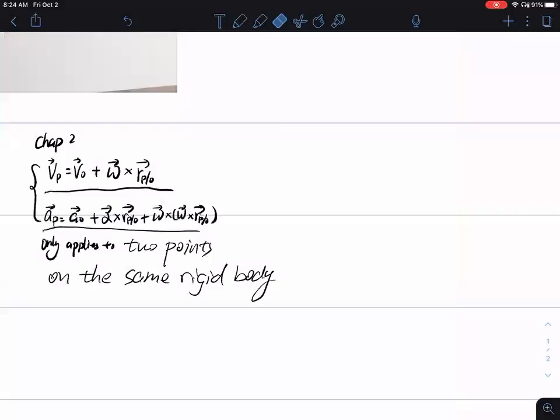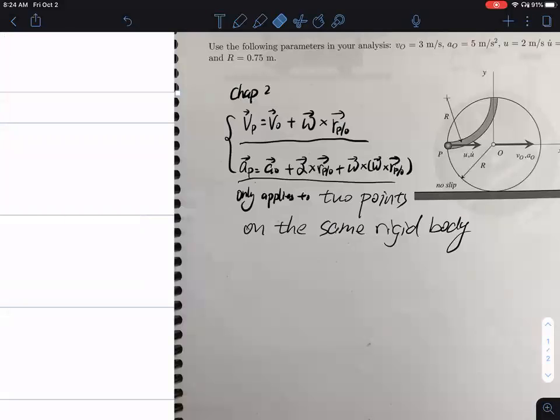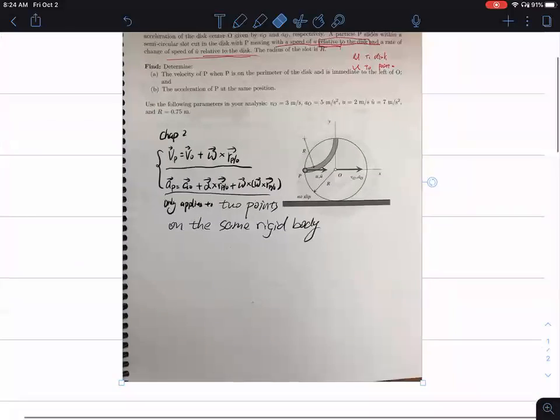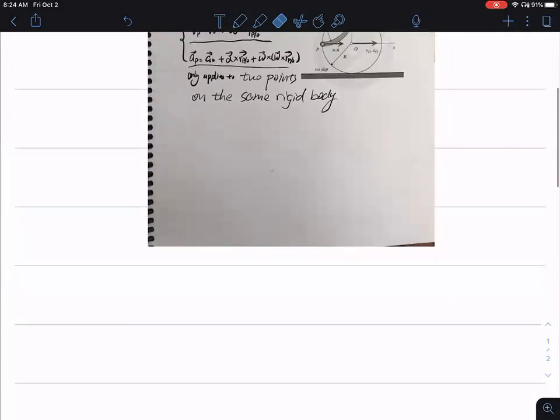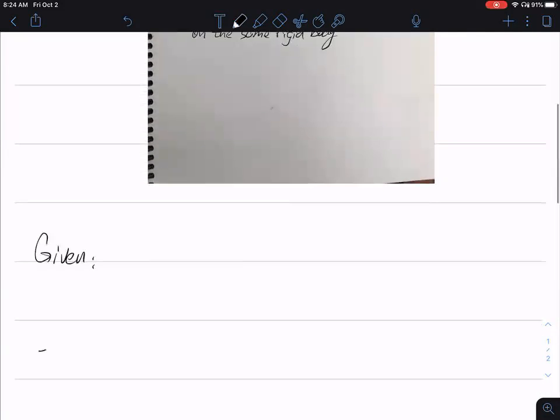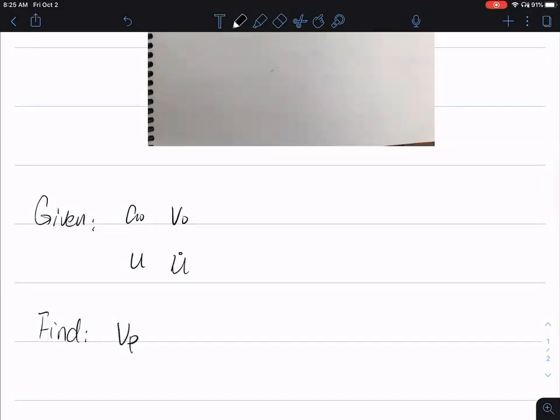Okay, I will erase this. This is just from chapter 2. Nope, it won't allow me to erase that. All right. Now let's look at the steps to solve this problem. First, find out what the givens are and what we are looking for. Givens: we have AO, VO, and also know U and U dot. We want to find VP and AP.